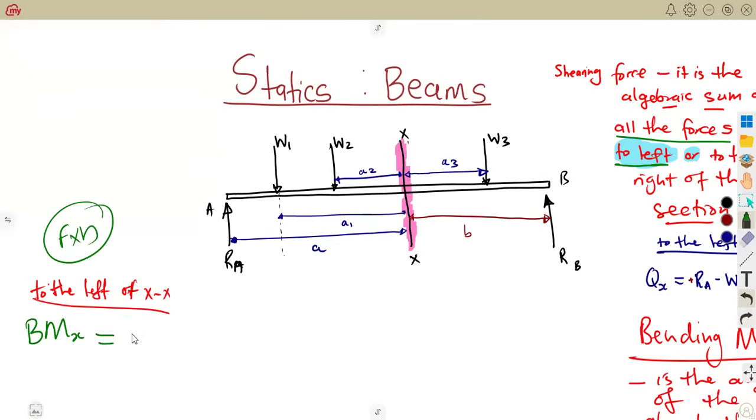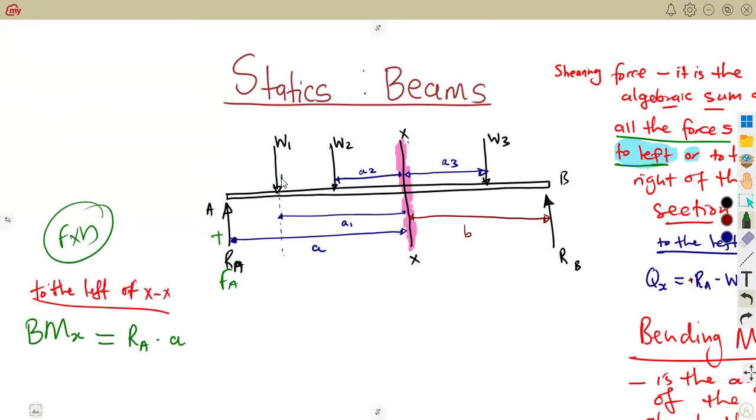Remembering also the signs. So RA, remember, it's a support, it's a positive. So it will be RA times the distance back to this section. The distance that we have there is this one, A, the whole of this distance between. So it's a product. The force is RA, it can be FA, depending on what you have, guys. So that's RA times A. Force times distance. It's a positive, this one. It's going up.